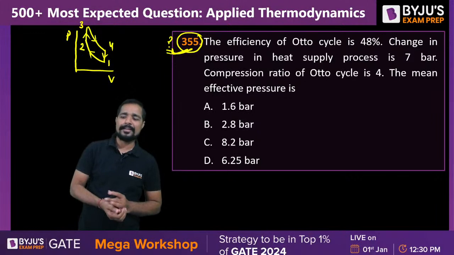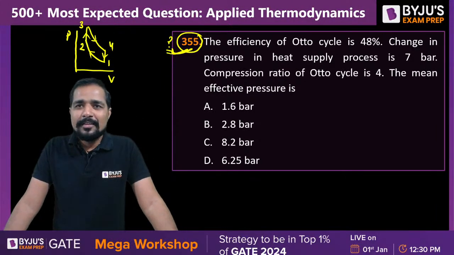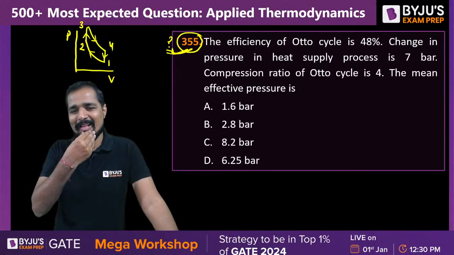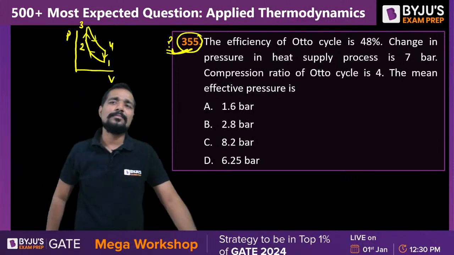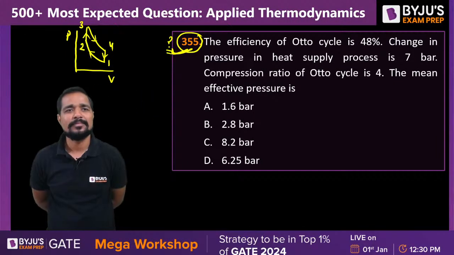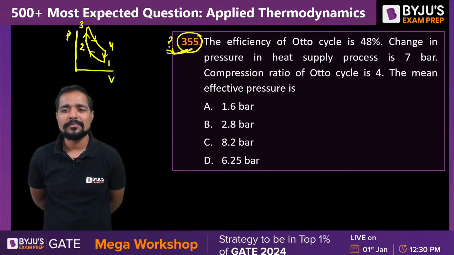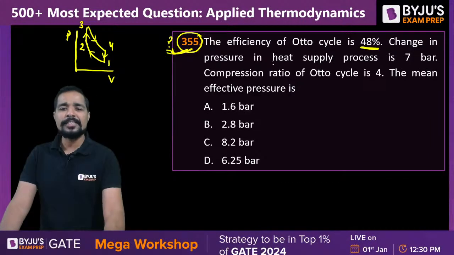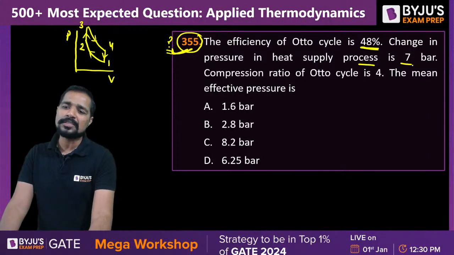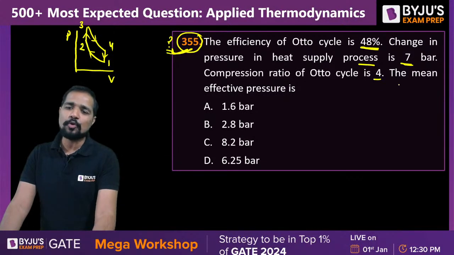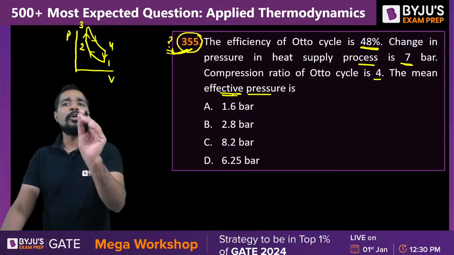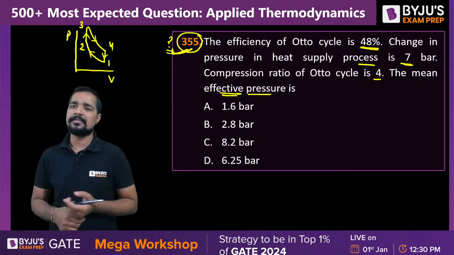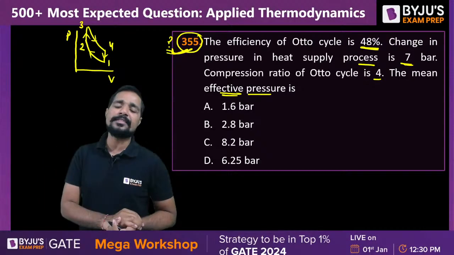Kiran, I am waiting for the correct answer. Deepak. Yes, Kalyan, write the correct answer. The efficiency of the Otto cycle is, my dear, 40%. Change in the pressure during the heat supply process is 7 bar. Compression ratio is 4. Then what will be the mean effective pressure of the cycle? Kiran, you say 2.8 bar is the correct answer. Very nice. Kalyan, you say D is the correct answer.